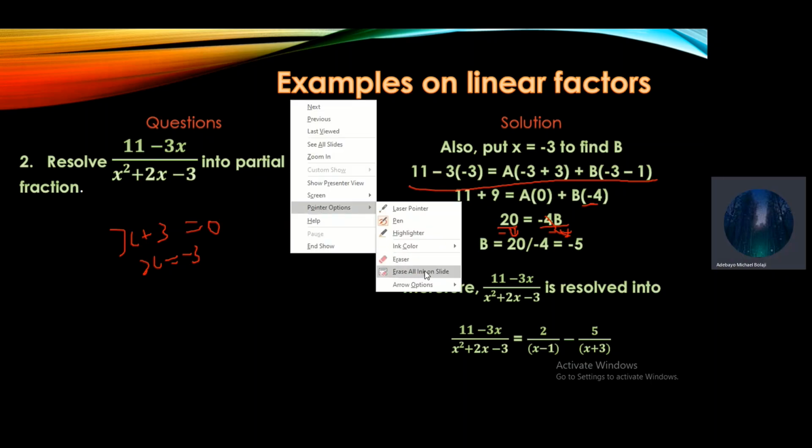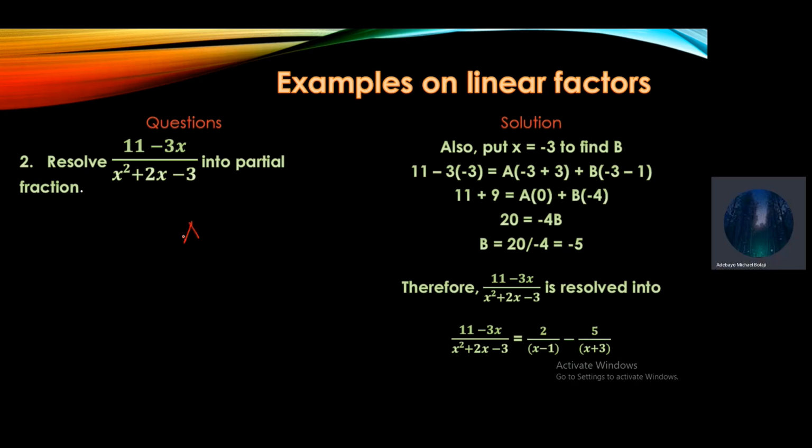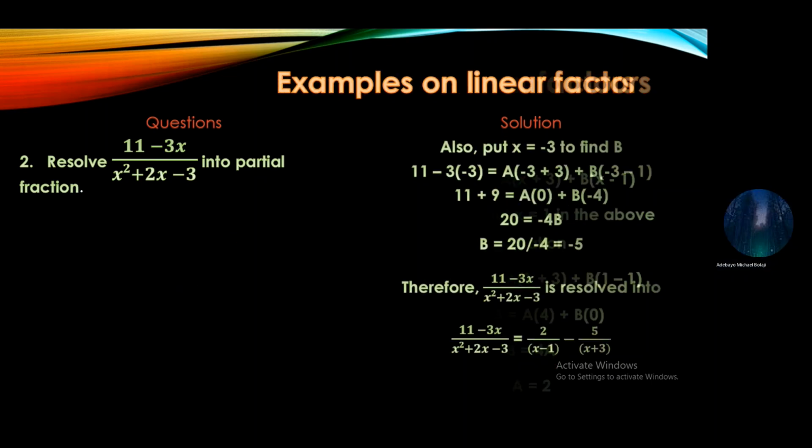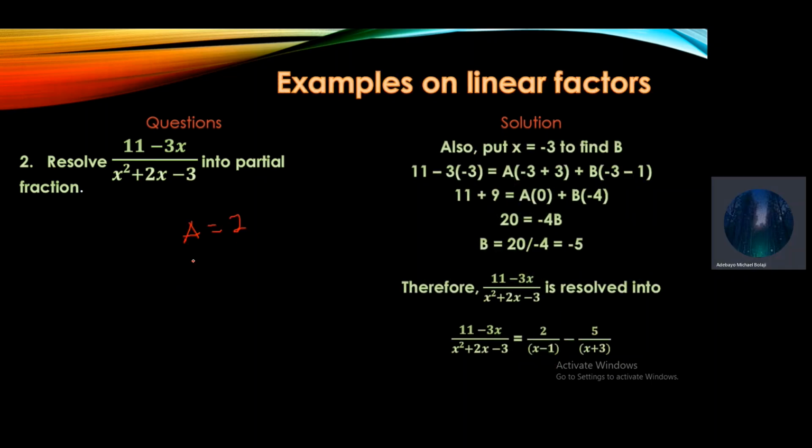So in this question, we've gotten the value of our a to be equal to 2, and the value of our b to be equal to minus 5. So we rewrite our equation: 11 minus 3x over x squared plus 2x minus 3 becomes, instead of a, 2 over x minus 1. And for b, we have minus 5 here.